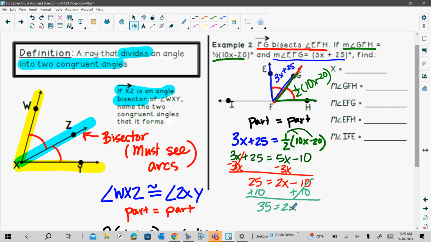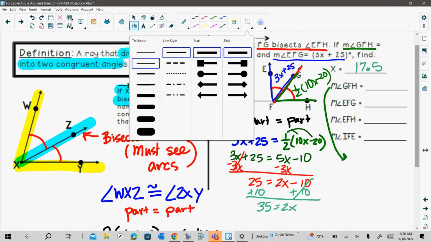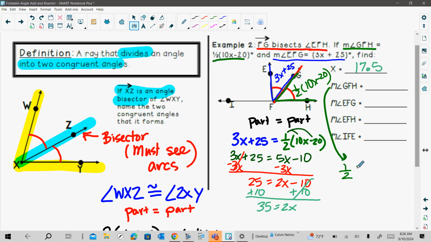And now take half of that. Our x is 17.5. All right, now they want to find the measure of angle GFH, okay? So I got to plug this value into the expression. I'm just going to break it down here. So we're just going to do substitution. We're going to do 1/2 of 10 times the 17.5, which was our x, then minus 20.